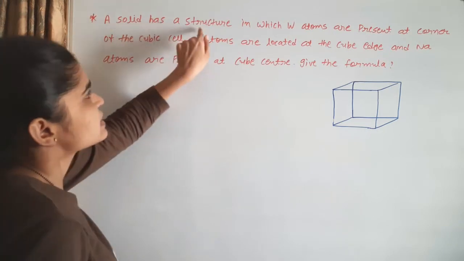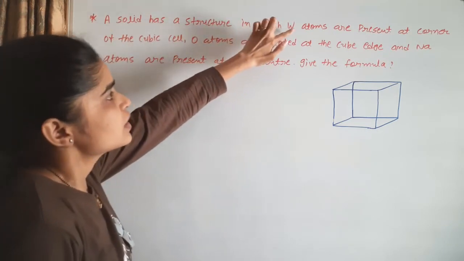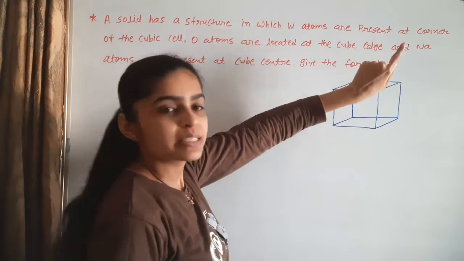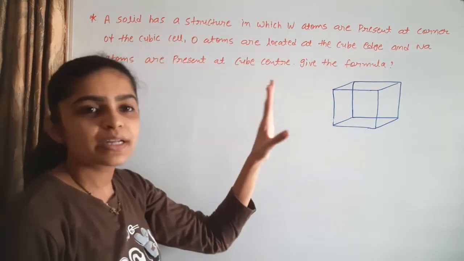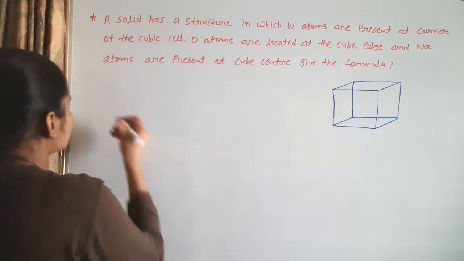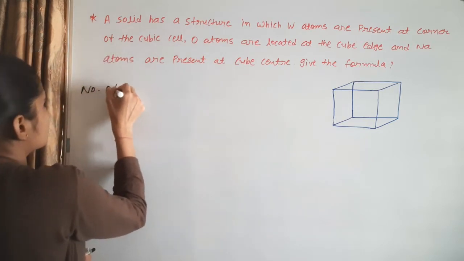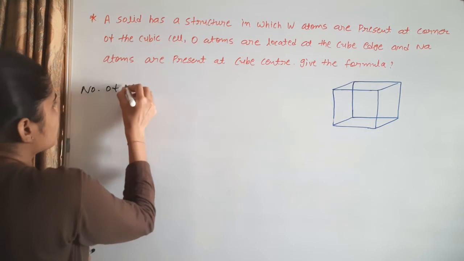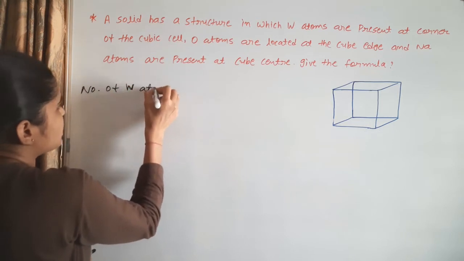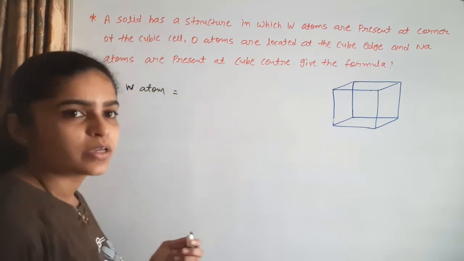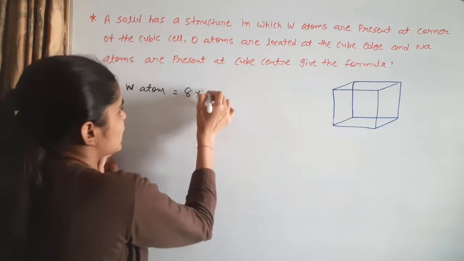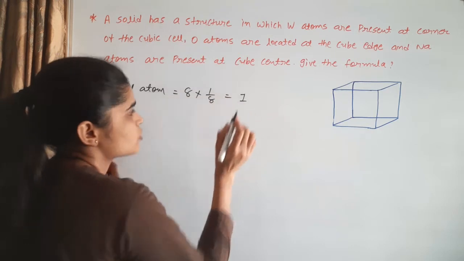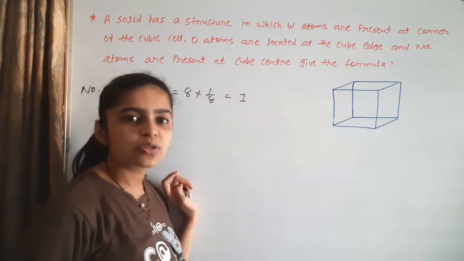A solid has a structure in which W atoms are present at the corners of the cubic cell. First, the number of W atoms: in the unit cell, 8 corners, each contributing 1/8, is equal to 1. So W is equal to 1.